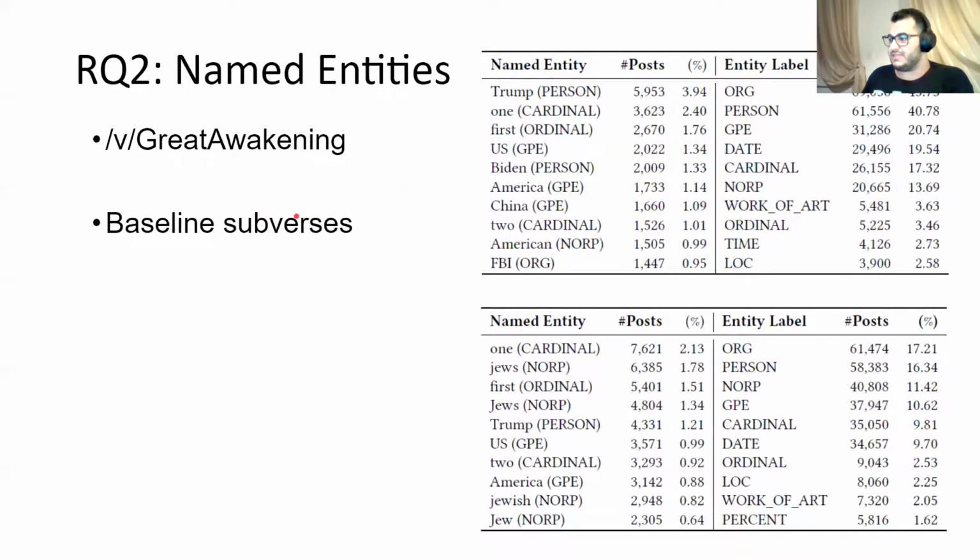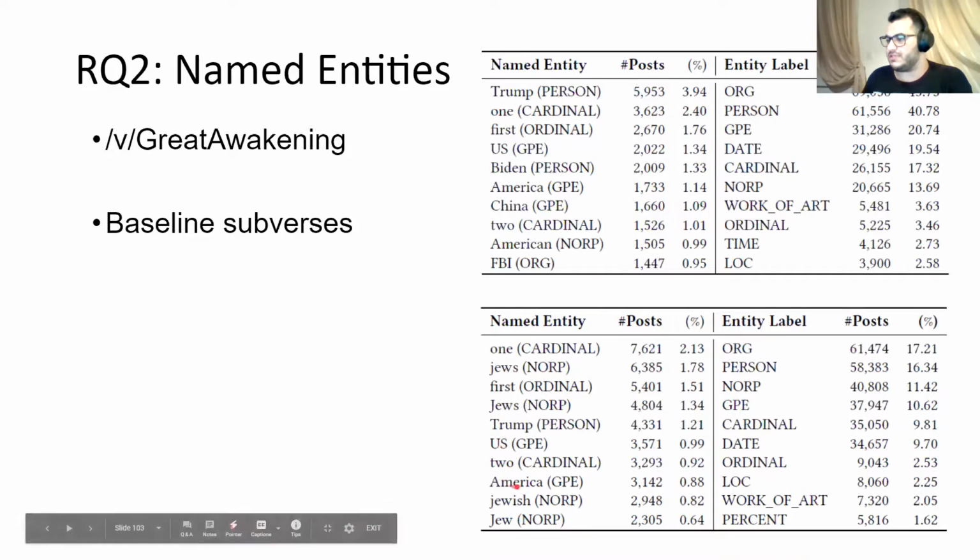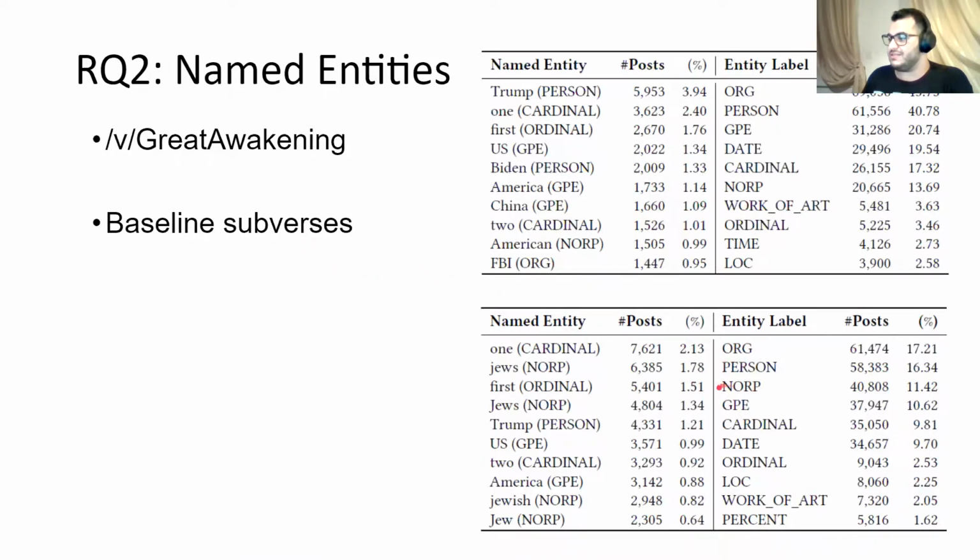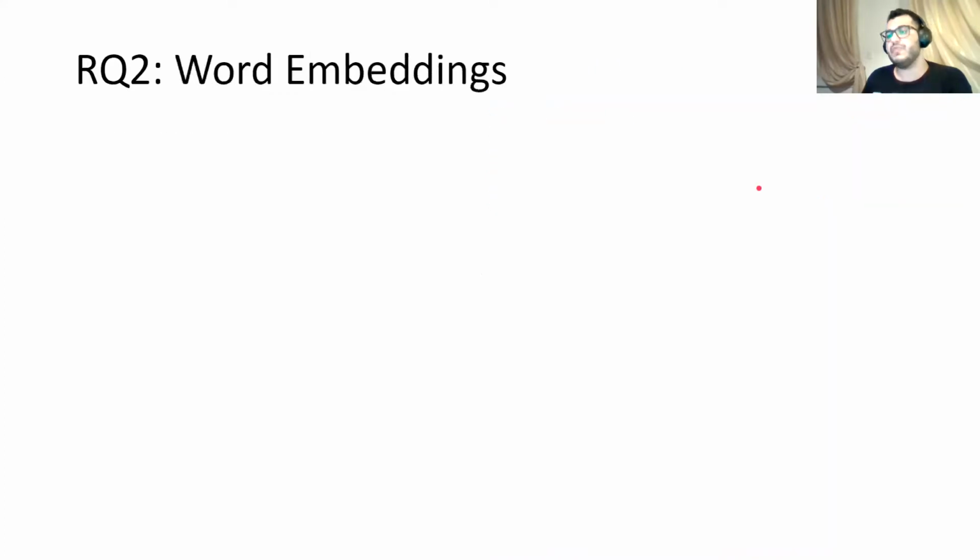Then for the baseline subverses, we see that yes, politics are also apparent there: Trump, US, America, and so on, but we find a lot of mentions of nationalities and religious groups. In the baseline subverse, organization, people, and nationalities are the top 3, while nationalities and religious groups are only 6th for the Great Awakening subverse.